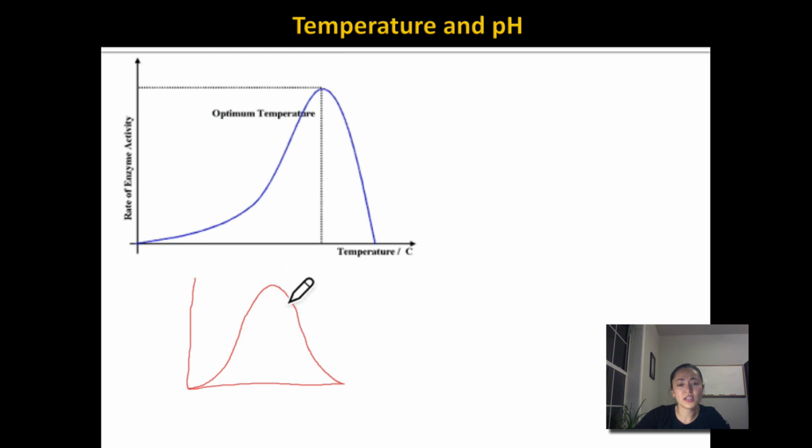However, when temperatures get too hot, then the enzyme starts to fall apart. And when it starts to fall apart or lose its shape, we call that denaturation. Know this word. This is a very important word. If denaturation occurs, then an enzyme loses its shape and it can no longer function.